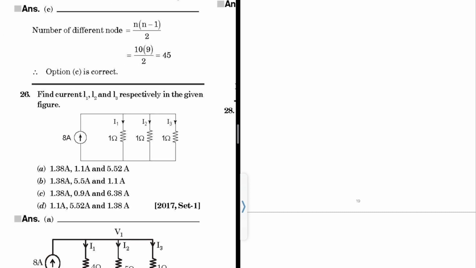Now, find the currents I1, I2, I3, and I4 in the shown figure. Okay. In this question, there is a mistake. This resistance is not 1 ohm. So this is 4 ohm, this is 5 ohm, and this is 1 ohm. So actually, there is a mistake. Assume the voltage to be V. So V by 4 plus V by 5 plus V by 1 equal to 8. If you multiply by 20 on both sides, then 5V plus 4V plus 20V equal to 160. So V equal to 160 by 29.